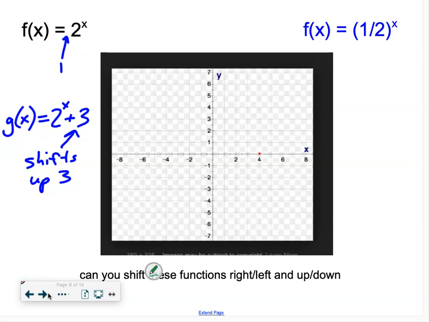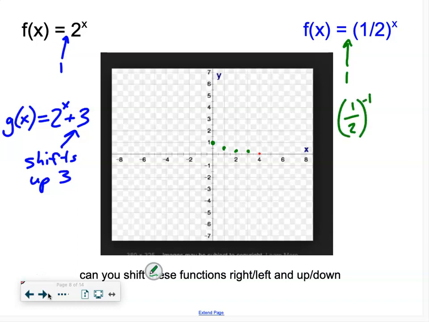So if I have 1/2, we start at 1, because remember, again, there's an invisible 1 in front. That's your y-intercept. 1/2 to the first is a half. A half squared is a fourth, and an eighth, and so forth. What gets confusing is 1/2 to the negative first.